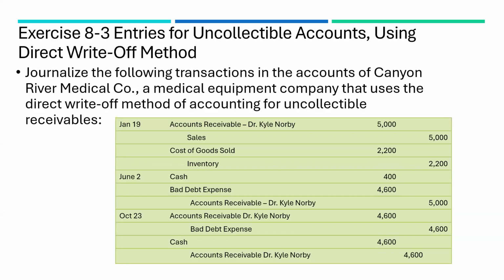Oh, this is more of the direct write-off method. So, right, they have the initial sale, and then $400 is the cash that's received, and the remainder is written off directly to bad debt expense, writing off the accounts receivable. Then, when the rest of it is eventually paid, they reverse the bad debt expense entry that was made, and then it's paid in full as normal.